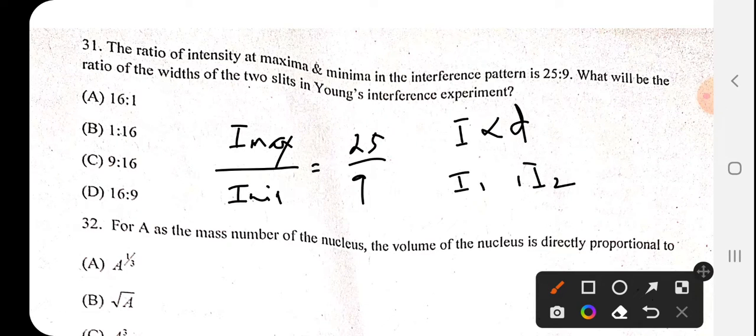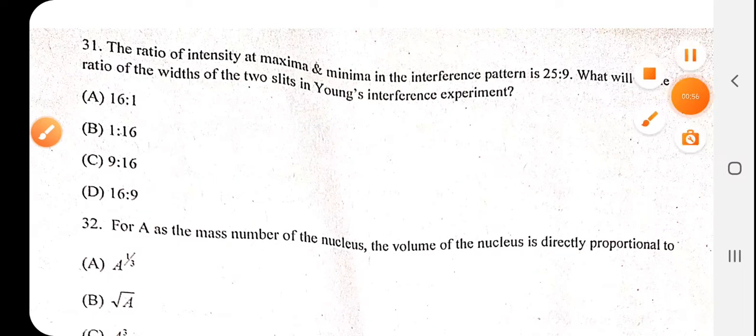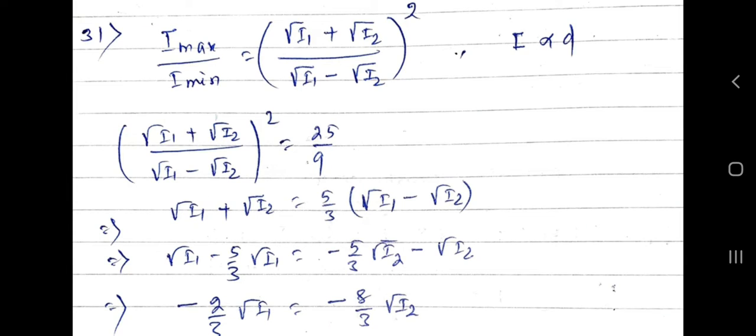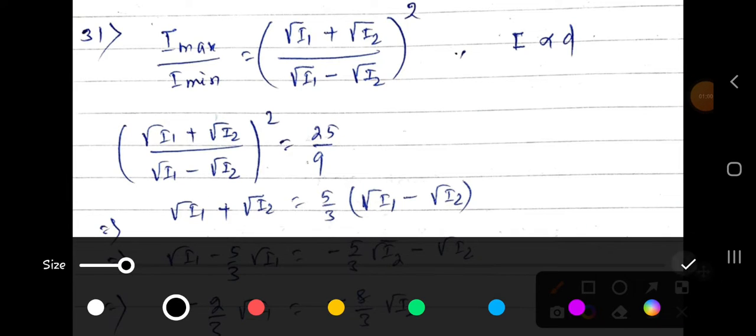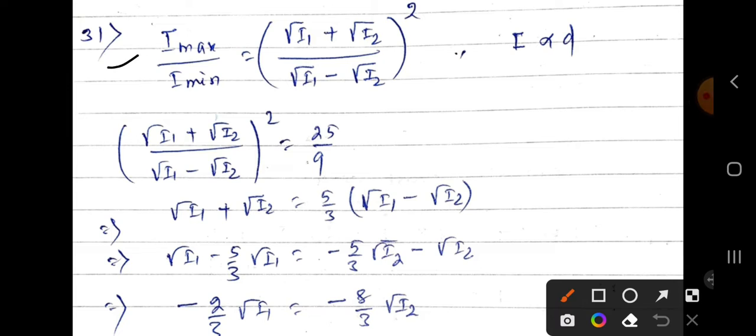I have already solved this and shown it to you. So you can see, I maximum by I minimum equals (root I1 plus root I2) divided by (root I1 minus root I2), whole square. This is the ratio of I maximum to I minimum. According to the given question, this equals 25/9.